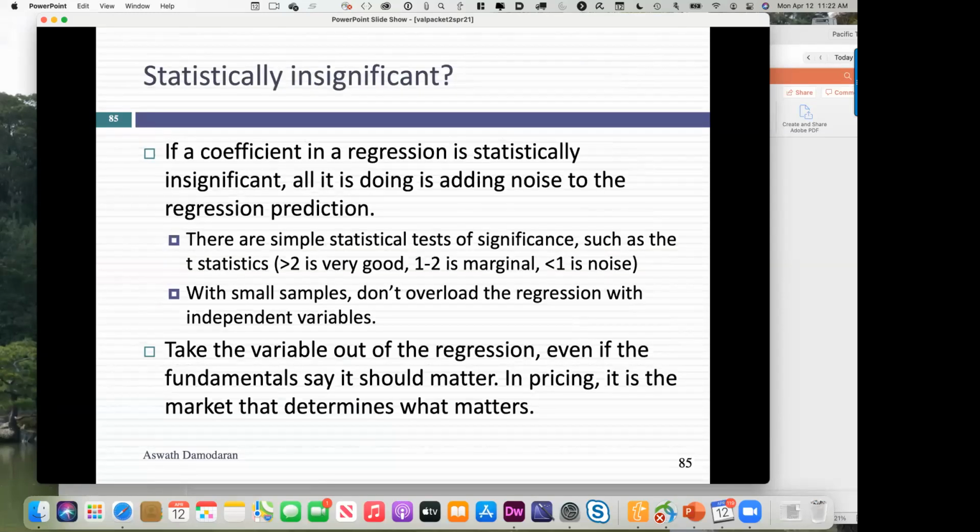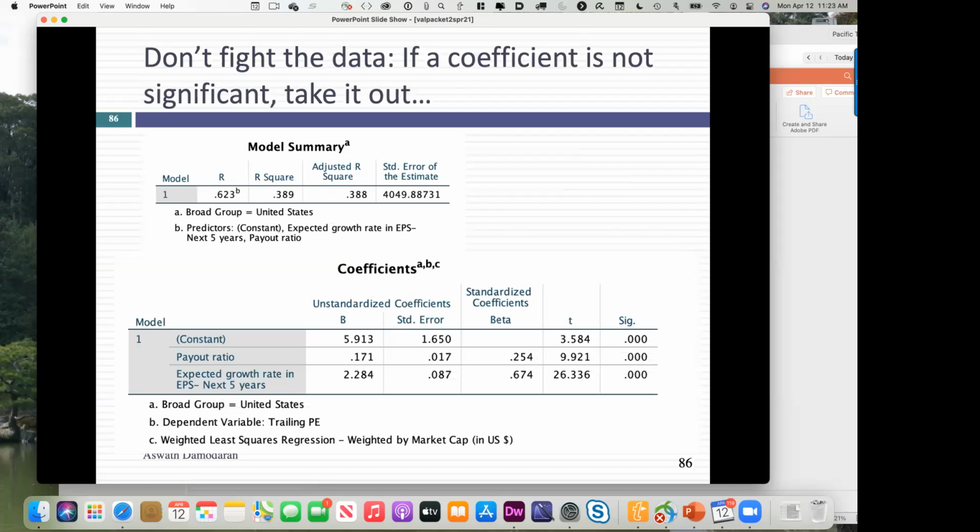So let's start with what to do about variables like the beta variable in the regression where the T statistic is not significant. Don't sit there fighting the data. If a variable is not statistically significant, it's not carrying its weight, don't leave it in the regression. It's just adding noise to your overall regression. You know what I mean by adding noise? It's putting a number in there that it shouldn't even be in there. So here's the rule. Whenever you see a variable be statistically insignificant, take it out of the regression. I'm going to take beta out. And if I take beta out, my regression comes back to 2 variables, just payout and growth. But someone is saying, but beta should matter.